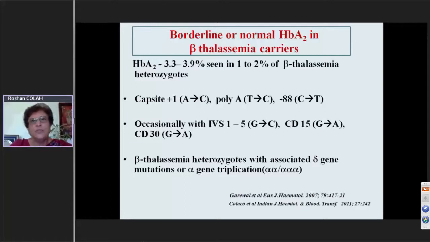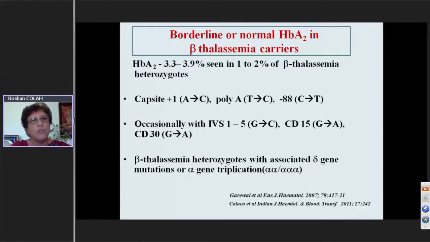One of the major problems we face in diagnosis is borderline or normal A2 in beta thalassemia carriers. And by borderline it can be anywhere from 3 or 3.3 to 3.9%, which is often seen in heterozygotes, at least now in even 1 to 2% or even going up to 3% of heterozygotes. Most often this is due to mutations in the beta promoter or the cap site, like the cap site and the -88, or in the poly-A tail region.